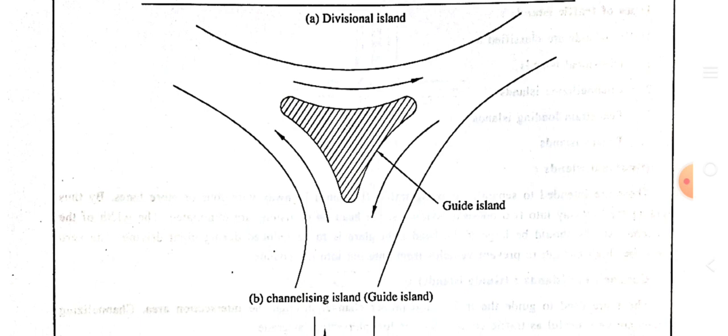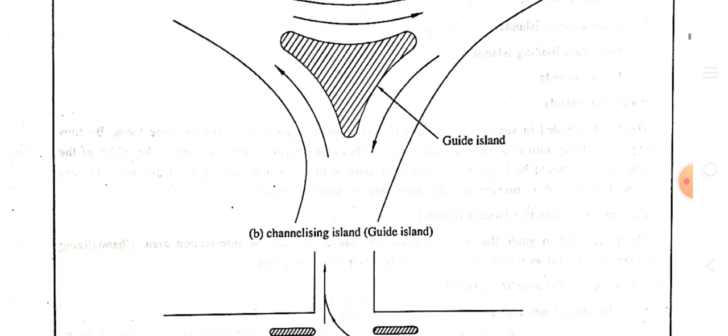So here, channelized island, another name is a guide island. This type of island is generally used for diversion purposes, to divert the vehicle in any direction, left direction, right direction, etc. So it reduces the conflict between the two vehicles.